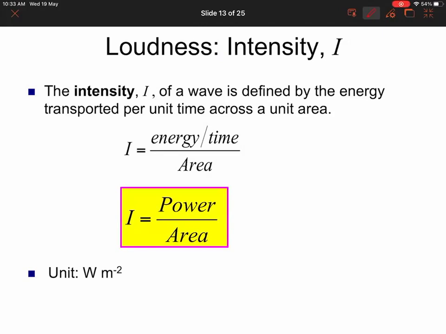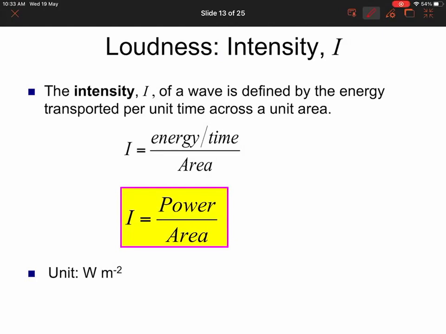So the units for power is watts, unit for area, meter squared. The question here is, what is this area? What's the area?